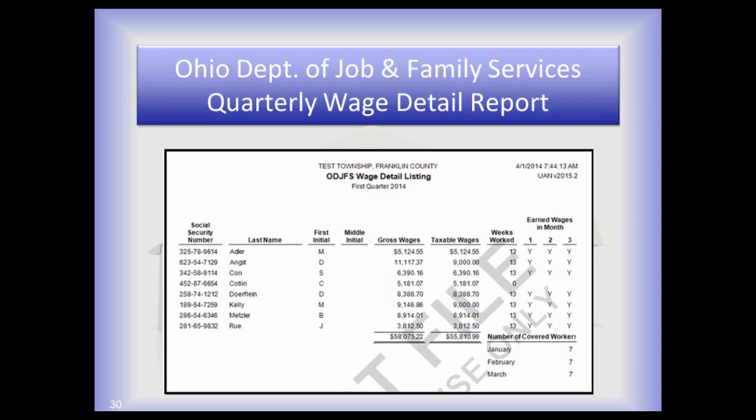Common errors in reporting. Reporting information on forms other than those approved by the ODJFS. Showing incorrect taxable wages. For example, notice employee Angst. The employee's gross wages for the quarter were $11,117.37. The taxable wage amount is $9,000 because by law it is the limit that can be taxed each year. If you put the gross wage amount of $11,117.37 in taxable wages, the report would be incorrect.